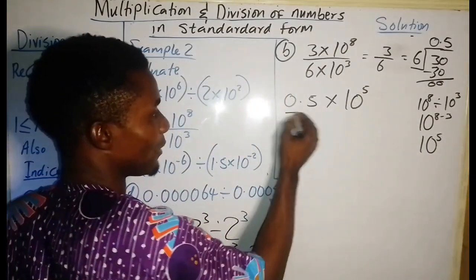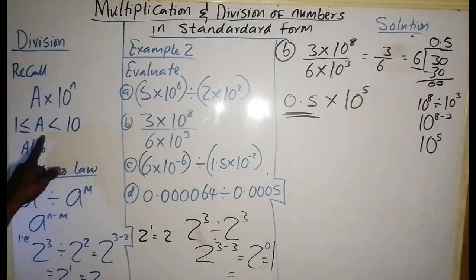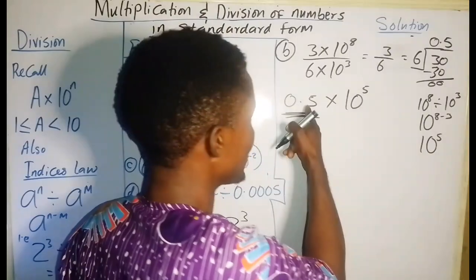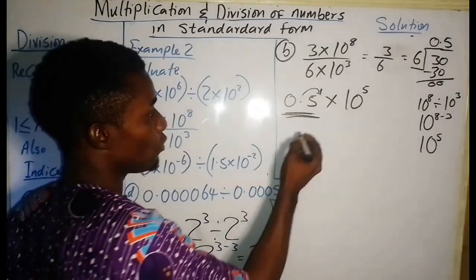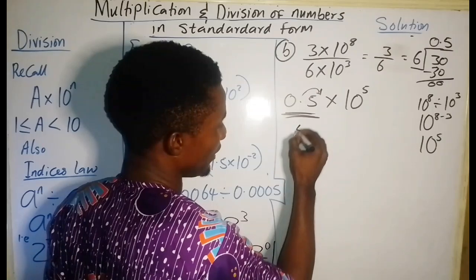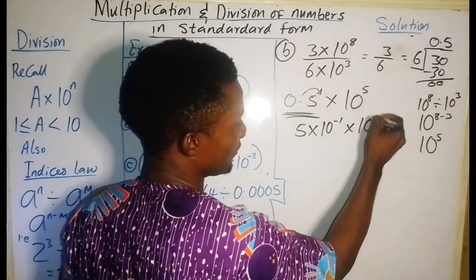Now take a look at this number. This number is less than 1. And the rule says your coefficient must be greater than or equal to 1. So let's make this number to be greater than or equal to 1. So we have 5 times 10 raised power minus 1 times 10 raised power 5.